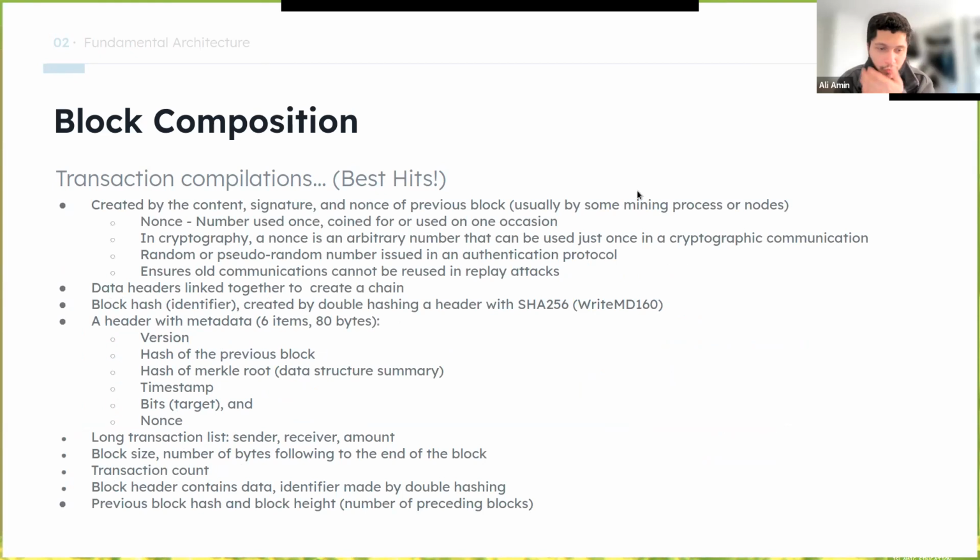So what do blocks actually consist of? What's actually in a block? Blocks are made when you have the content, the signature, and the nonce of the previous block. So what is a nonce? A nonce stands for number only once, and it's only used for one occasion. Basically, a nonce is just a random number, but you can only use it once to identify something in cryptography.